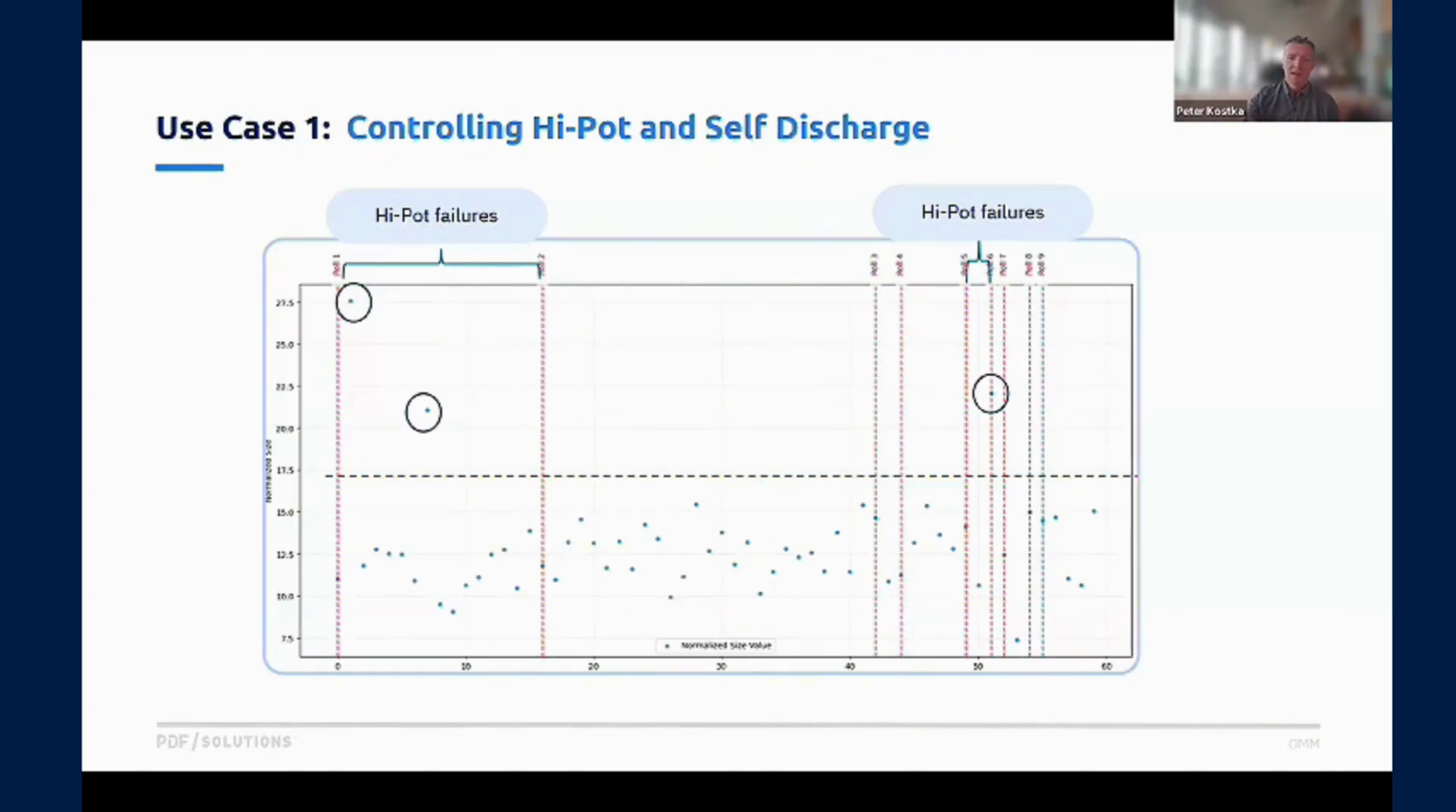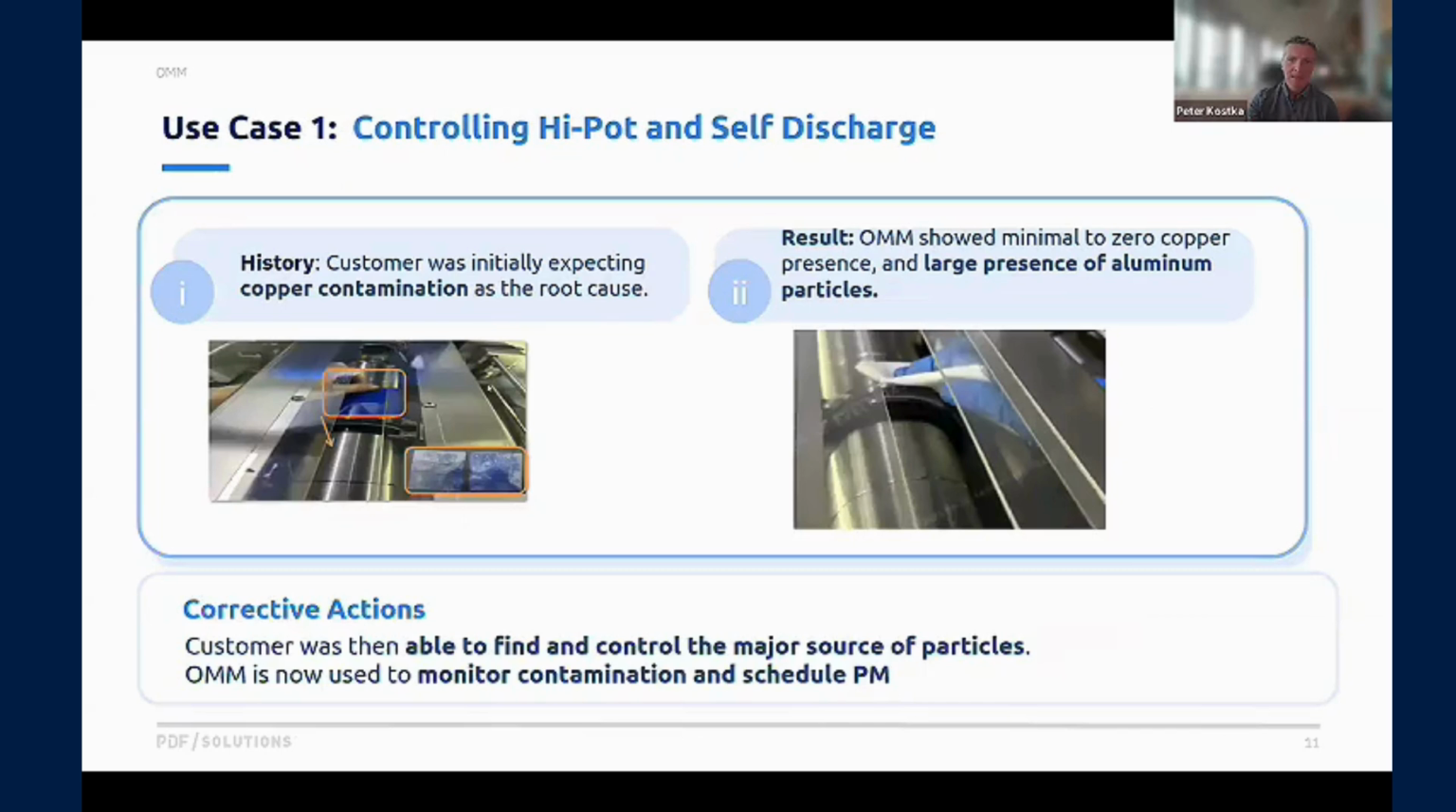The customer saw this, and I think two things happened. One, what I mentioned earlier is they had really expected copper contamination, and we went back and forth a bunch of times. We're like, no, there's no copper. And so once they got on board that it's not copper, that it's aluminum, then they were able to actually start looking for root cause and knowing what to look for.